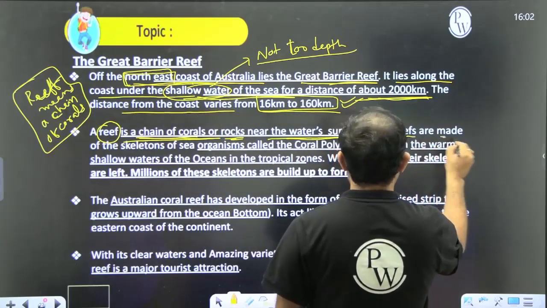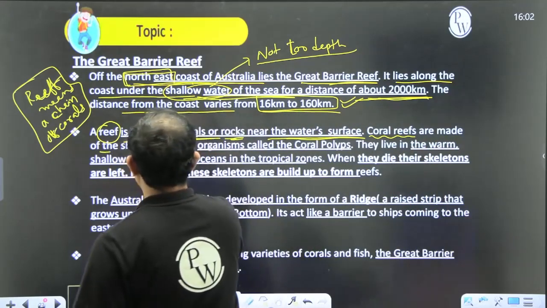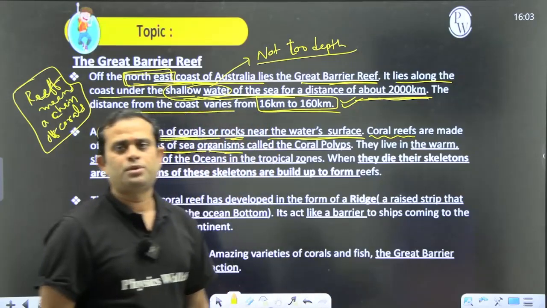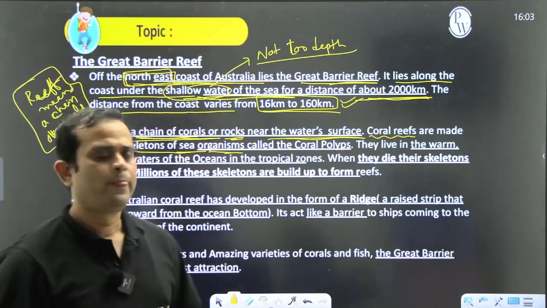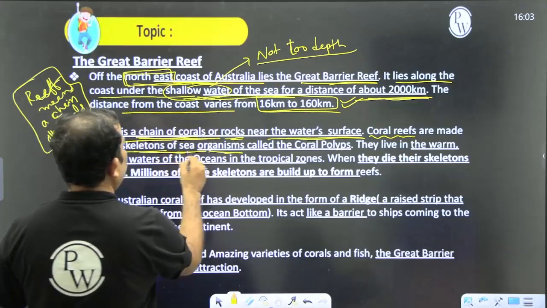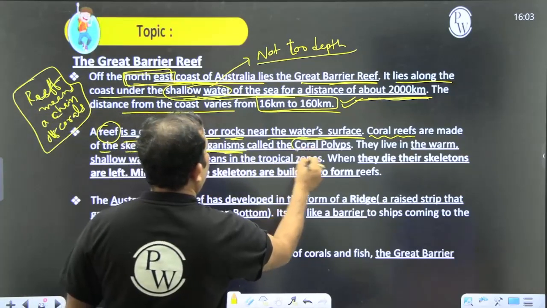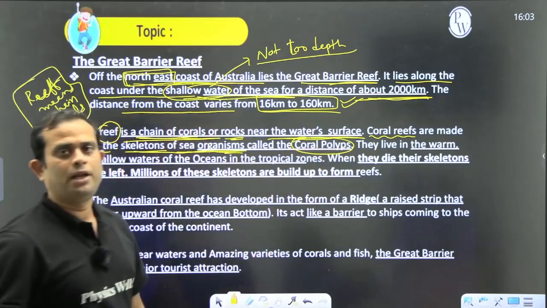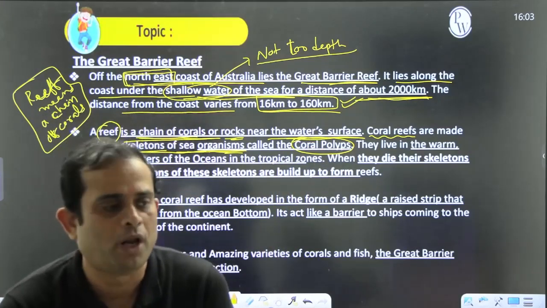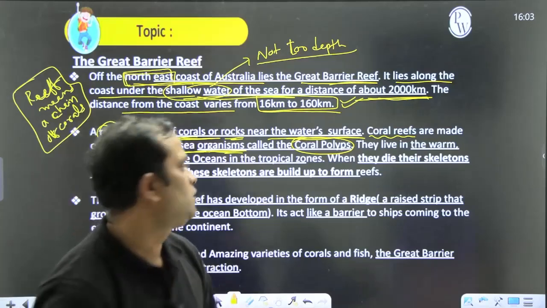Coral reefs are made up of the skeletons of sea organisms called coral polyps. They are basically coral reefs. Sea organisms, that is what are called coral polyps.